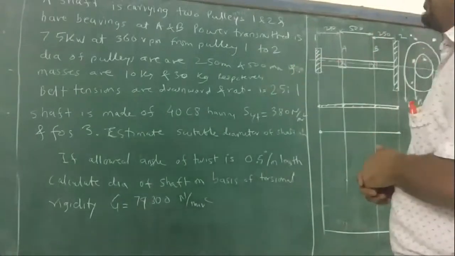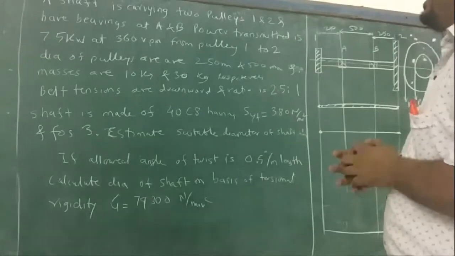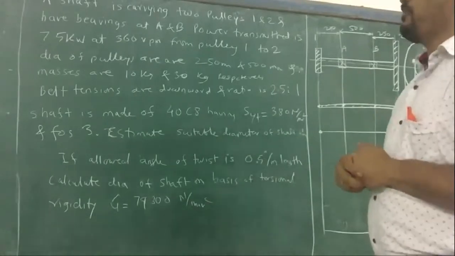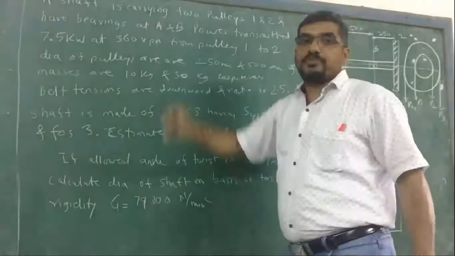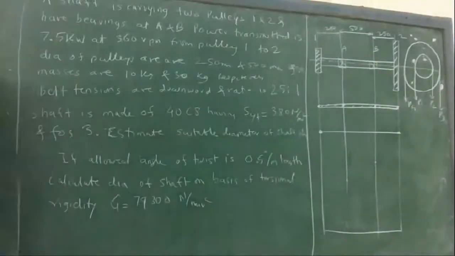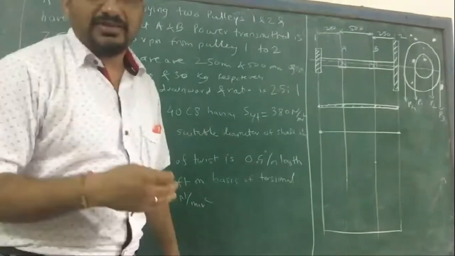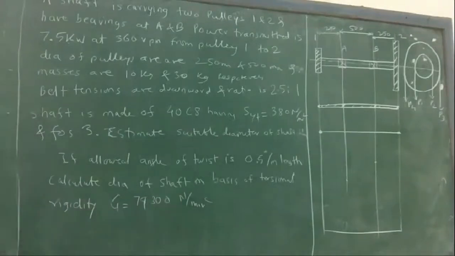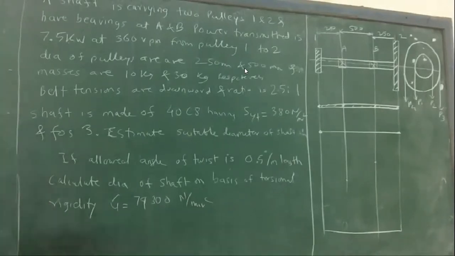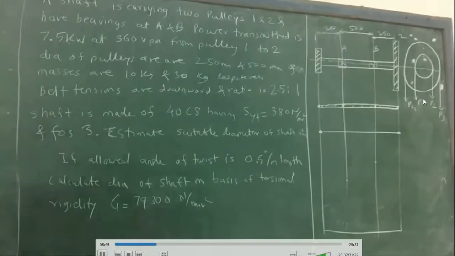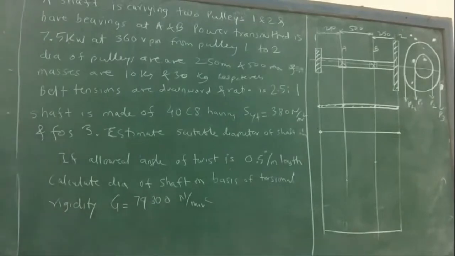We are given a shaft carrying two pulleys 1 and 2, having bearings at A and B. Power transmitted is 7.5 kilowatt at 360 RPM. So we have the power P and the RPM of the shaft. Let's write down what is given while going through the problem. Power is 7.5 kilowatt, because we will use the kilowatt formula. RPM N is 360 RPM.